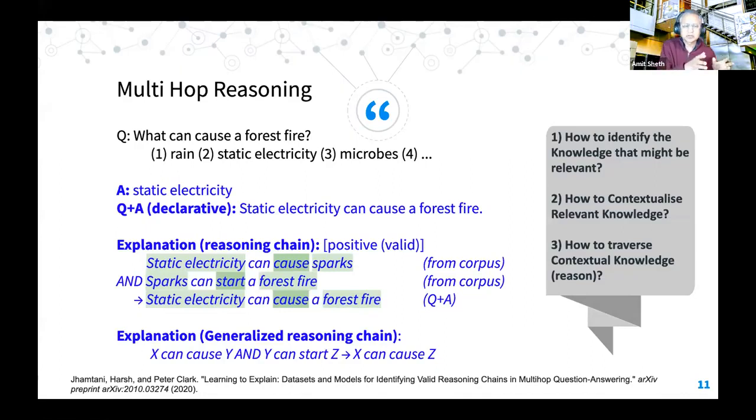And that is because you are able to reason that static electricity can cause sparks, sparks can start a forest fire, and hence, right? So there is a chain of reasoning here, and such a thing is normal in symbolic AI, but not so easily done in statistical AI. So that is another case where our deep learning algorithms don't do well. Next.